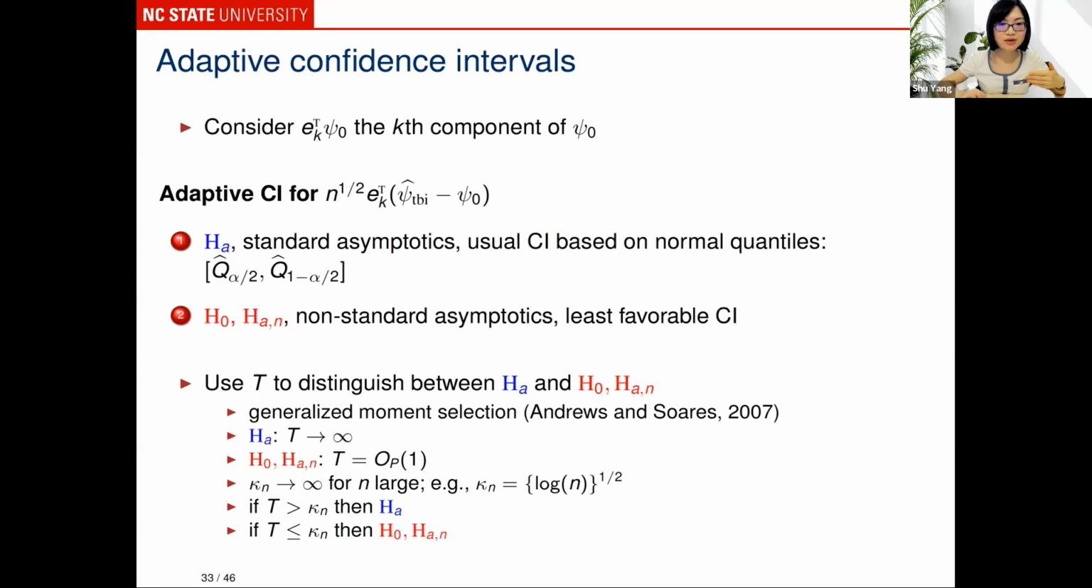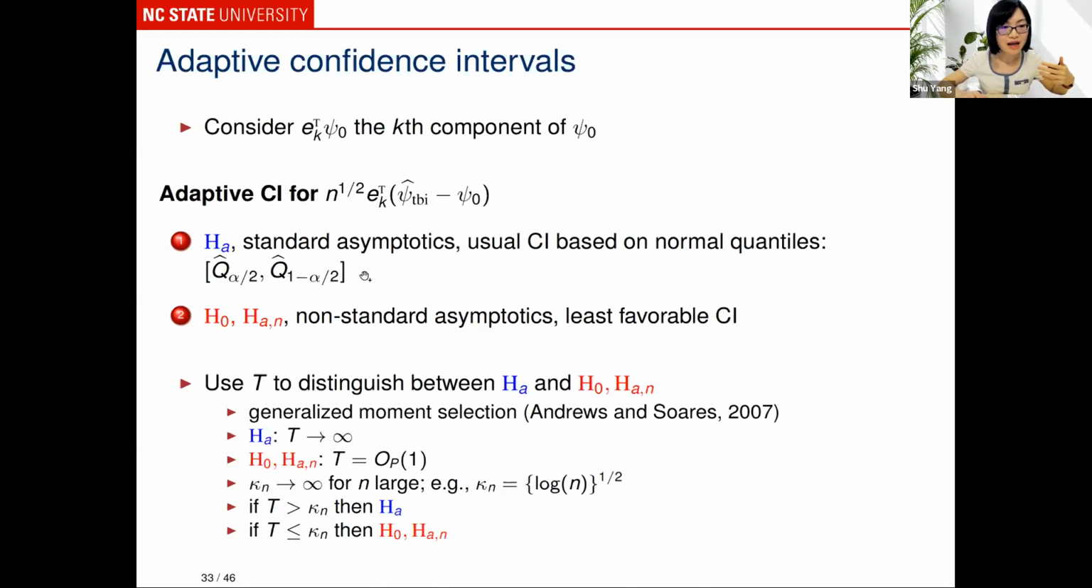For simplicity, we consider the kth component of theta 0, and we construct the adaptive confidence interval for the kth component here. And we distinguish two scenarios because under the two scenarios, the asymptotic behaviors of the TBI estimator are different. So the first scenario is the fixed alternative where we have a standard asymptotic. So we can use the usual confidence interval based on the normal quantiles. In the second scenario, we have a non-standard asymptotics. So we will construct least favorable confidence intervals. I will talk about this in a minute.